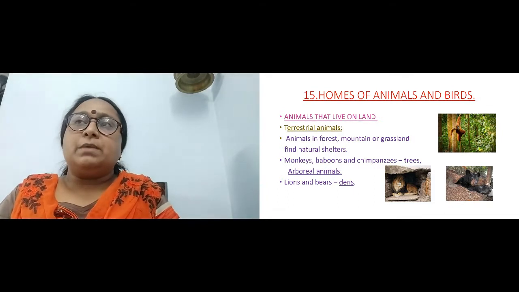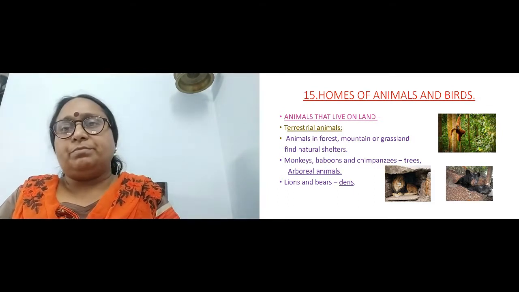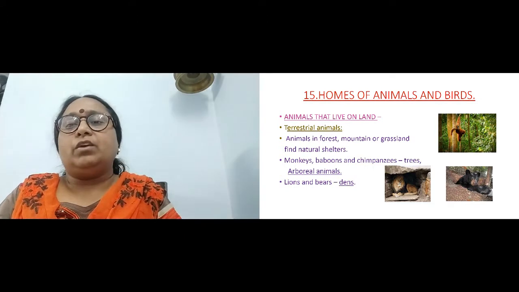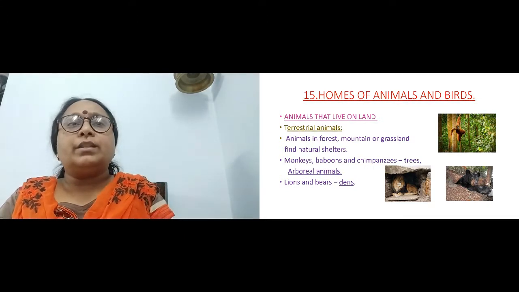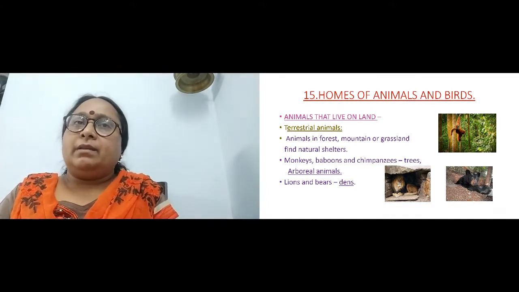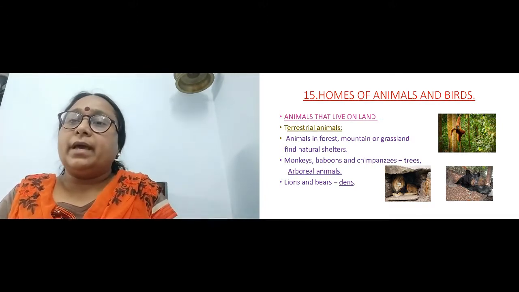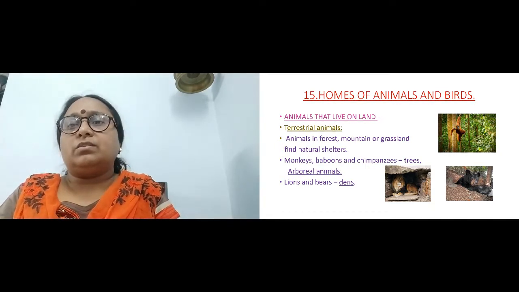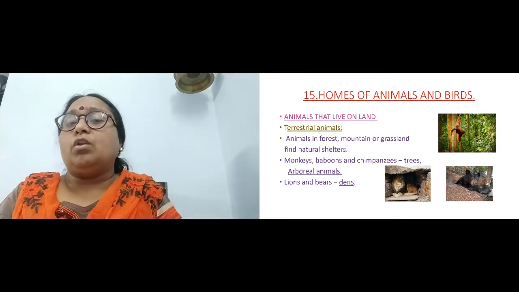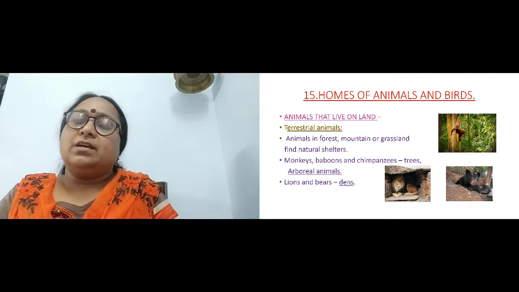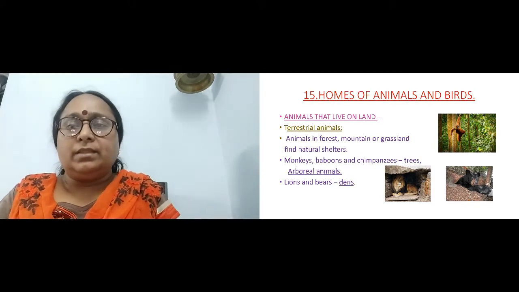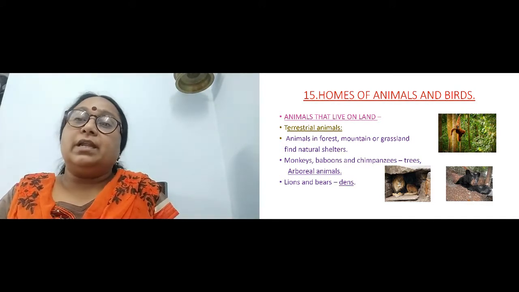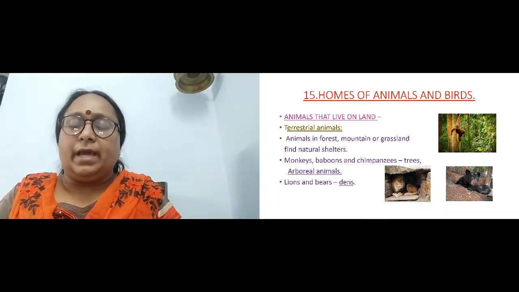For example, monkeys or baboons or chimpanzees all live on trees. These animals that live on trees, we call them arboreal animals. See the first picture, where a chimpanzee is swinging on the tree. Such animals have long hands and long legs, so it is easy for them to swing from one branch to the other.